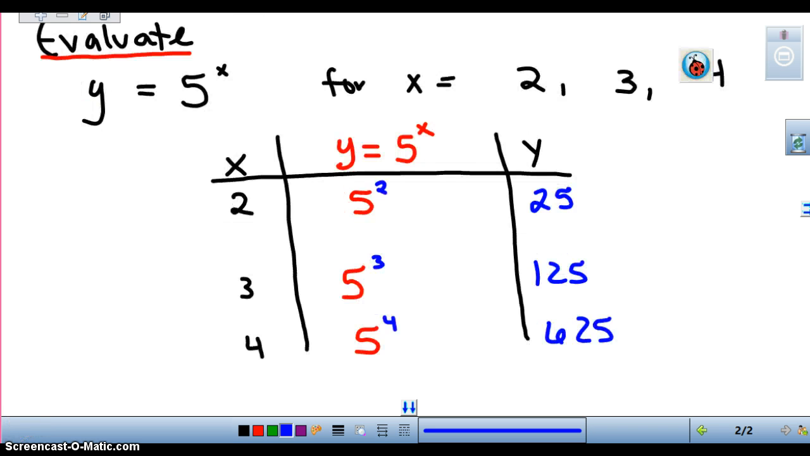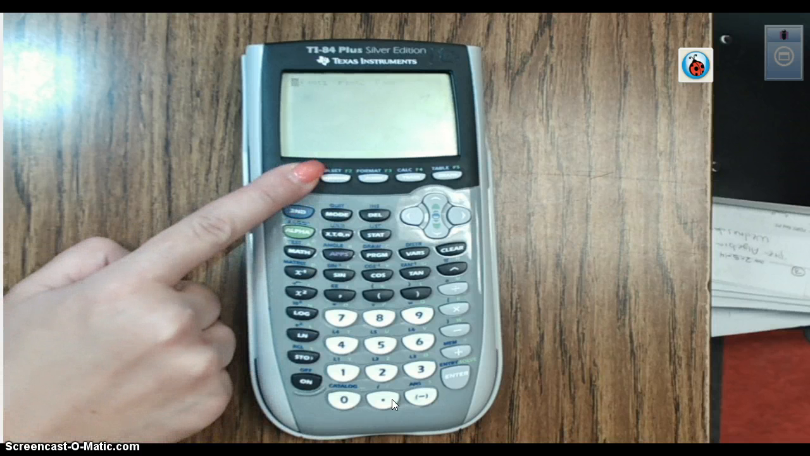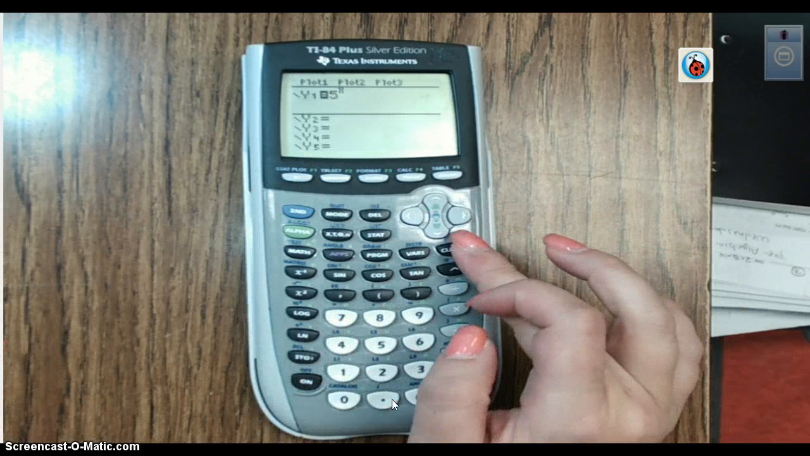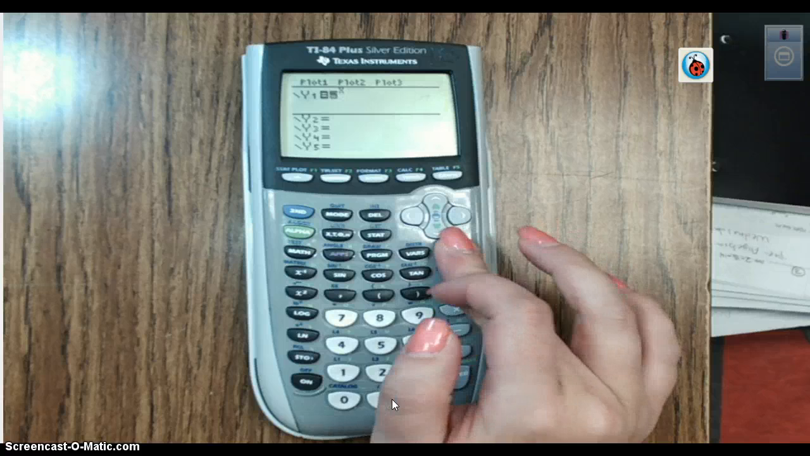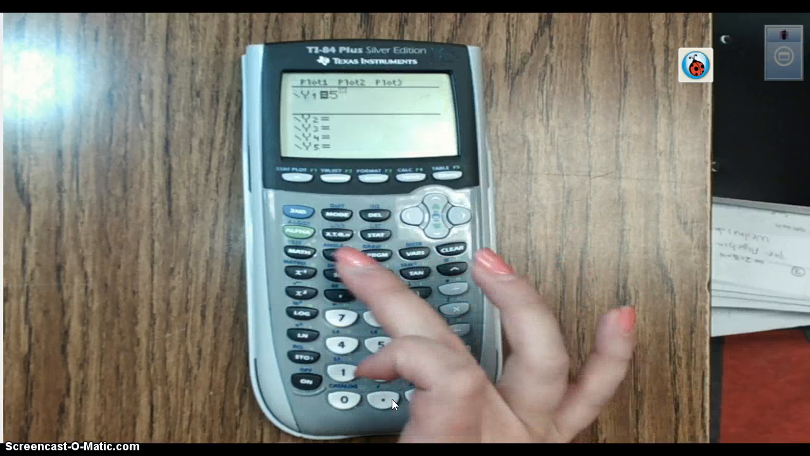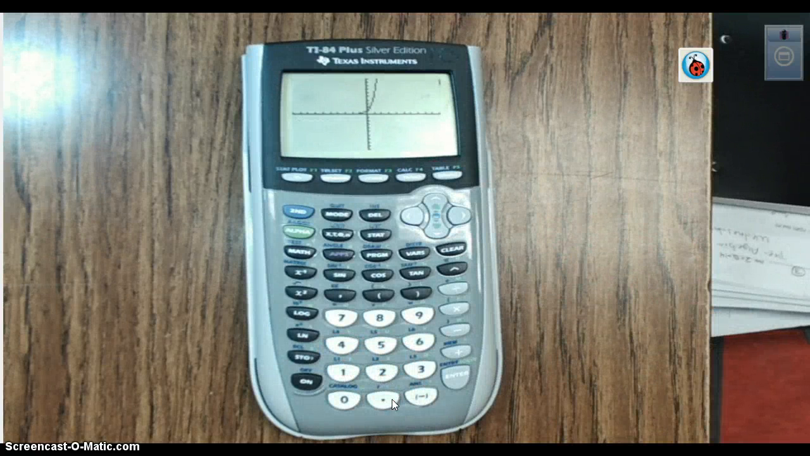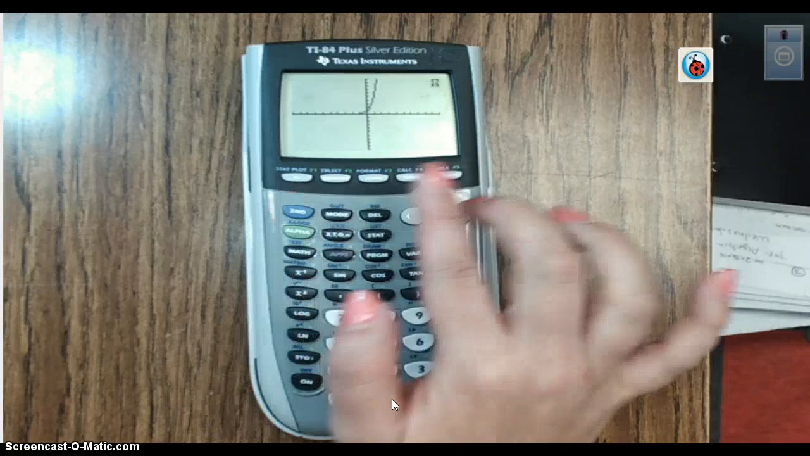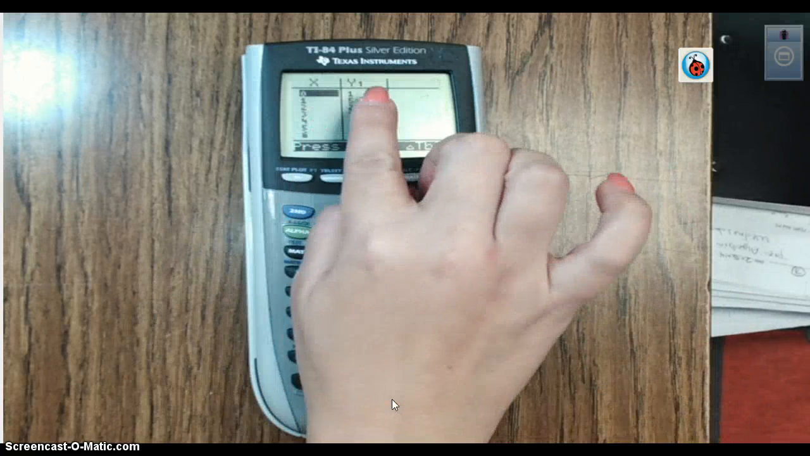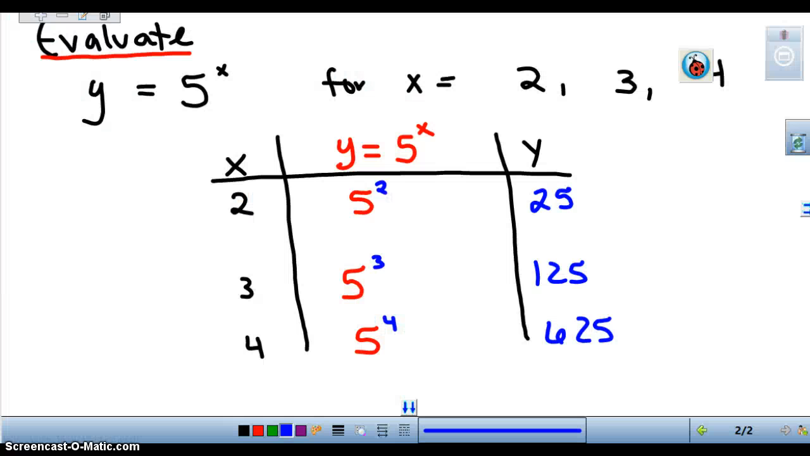If we want to evaluate y equals 5 to the x power using a calculator, we can go to the y equals and input the function. So y equals 5 to the x power. In this graph, we can see the graph, right? Now, if we want to see the table, it's a certain table, and we had evaluated for 2, 3, and 4.